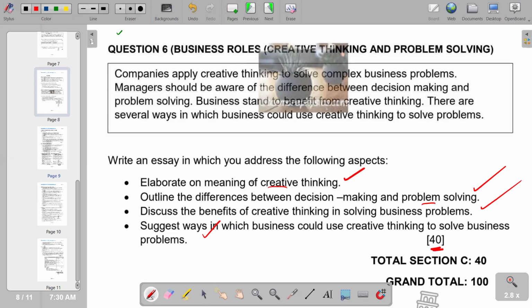So basically, we are going to start on the introduction, whereby we can define what is creative thinking. Remember, creative thinking basically is the ability to generate new and original ideas. It can also be new solutions or approaches to problems. So basically, we are saying it involves looking at things from a different perspective, that is thinking outside the box and finding innovative ways to solve challenges. That is the description that I have in terms of creative thinking.